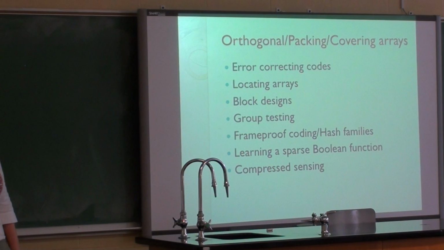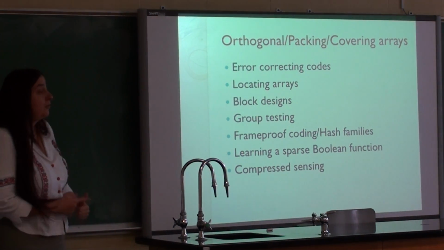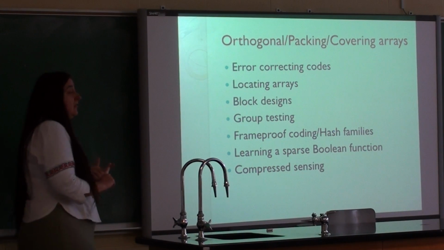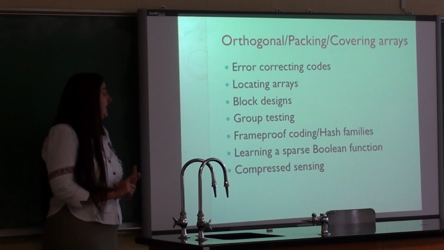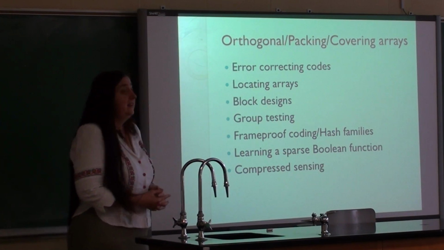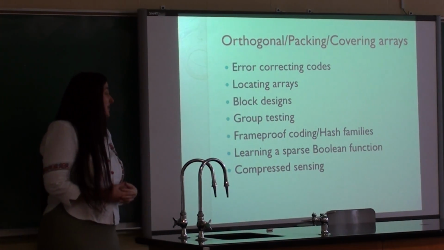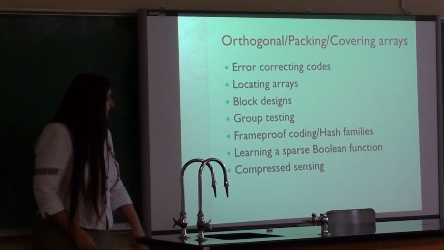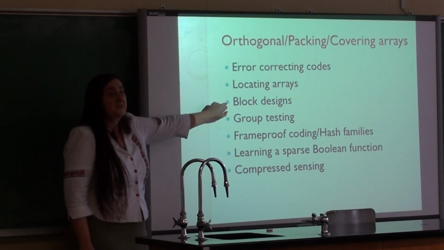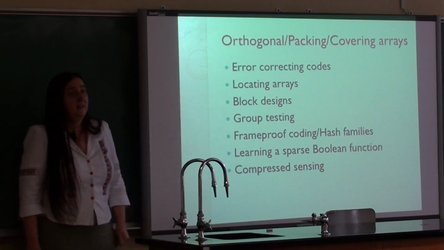Why are we looking for them? Because they are very important. They appear in error-correcting codes, locating arrays, block designs, group testing, frame-proof coding, hash families. They are needed to learn a sparse Boolean function. They appear in compressed sensing. And let me get back here because this is the easiest one to explain.